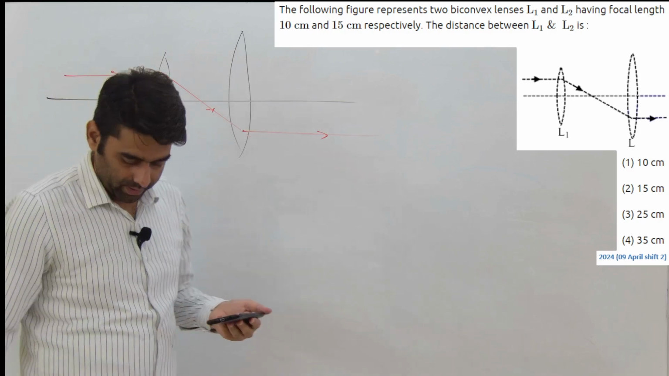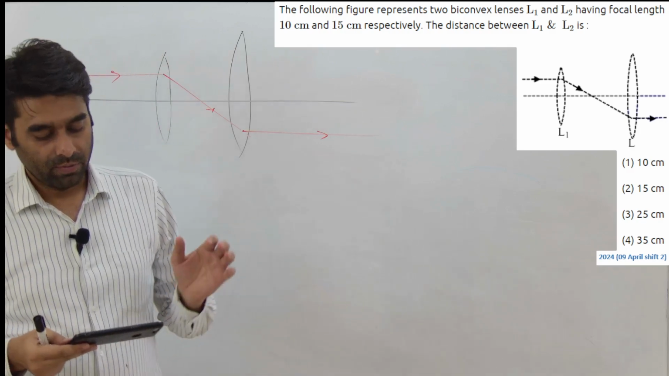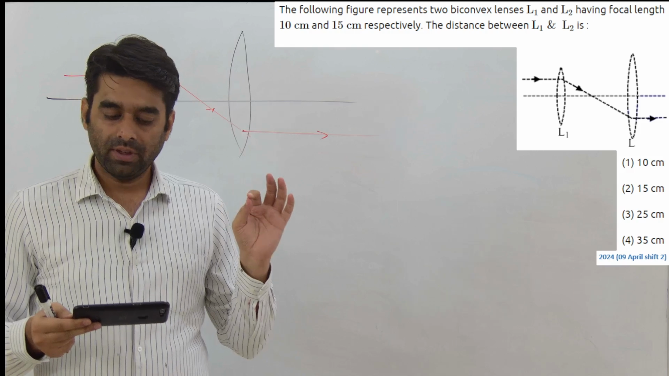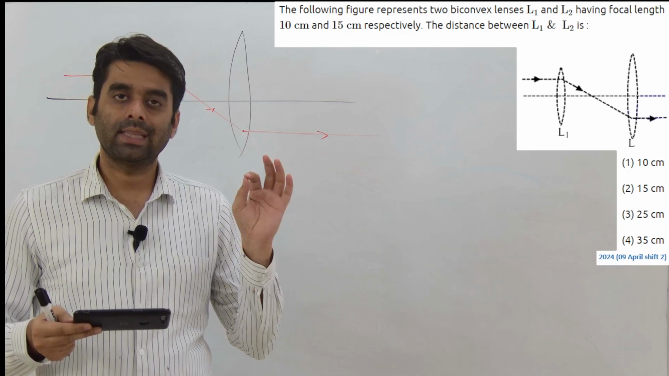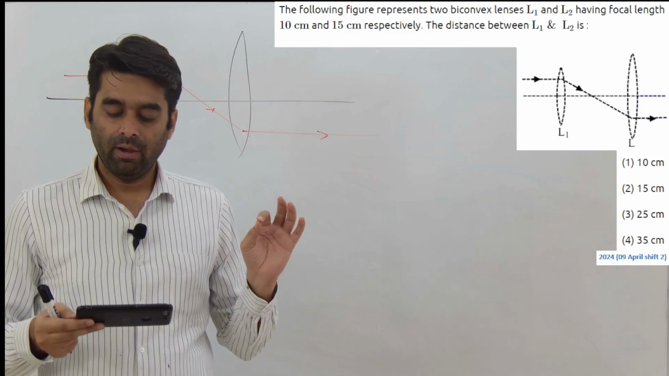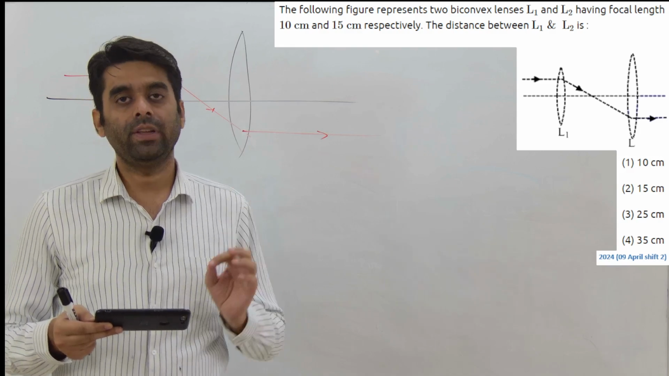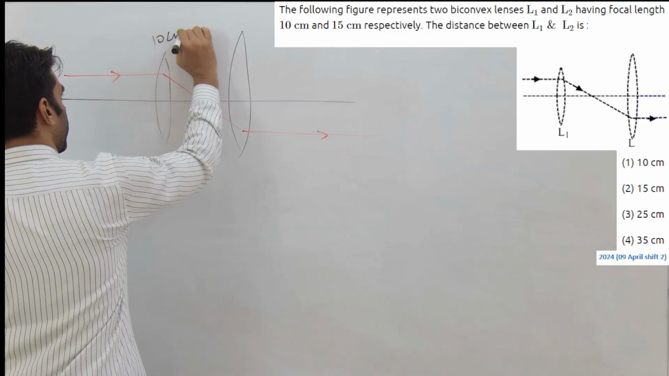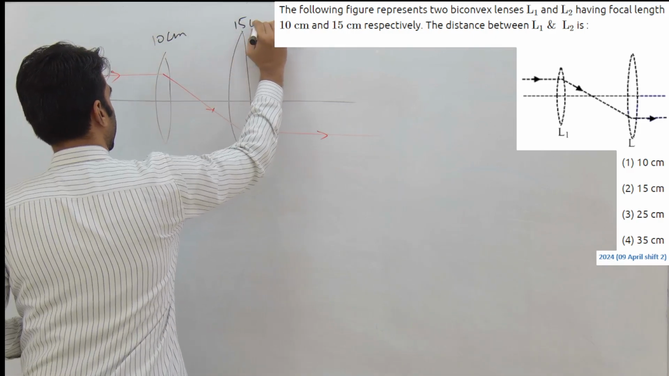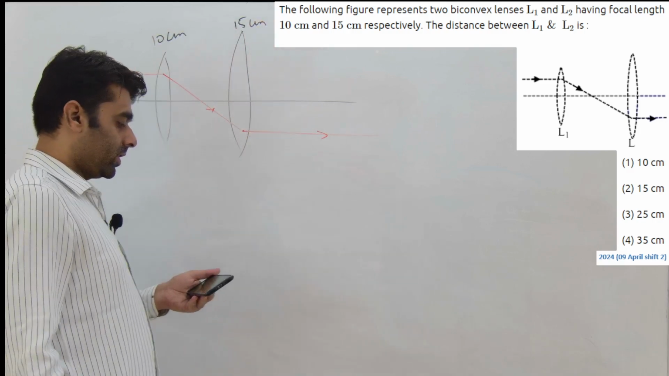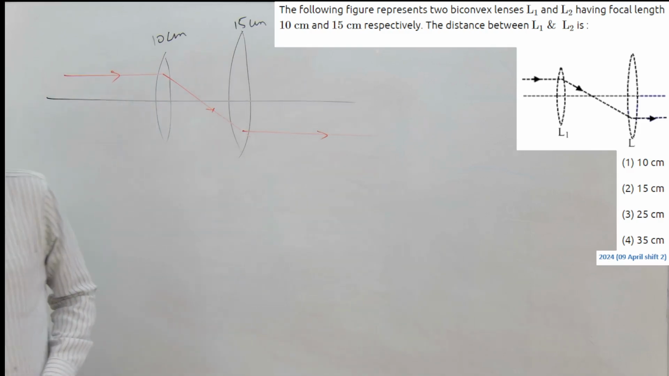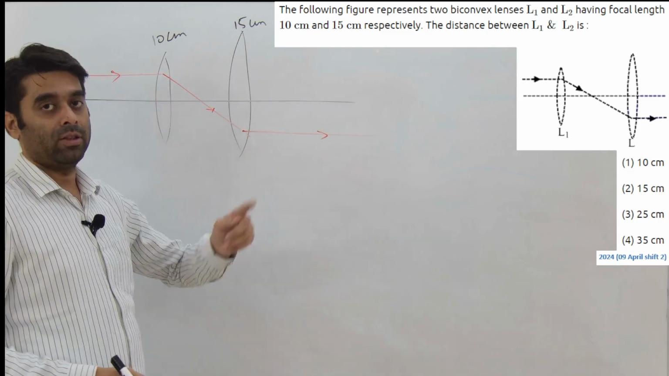Okay, let's look at the question. With this, we have come to our last question of this video. The following figure represents two biconvex lens L1 and L2 having focal lengths 10 cm and 15 cm respectively. So this one is 10 cm and this is 15 cm. Fine. The distance between L1 and L2 is, okay, how to do this? Let us see. They have given us the path of light ray.